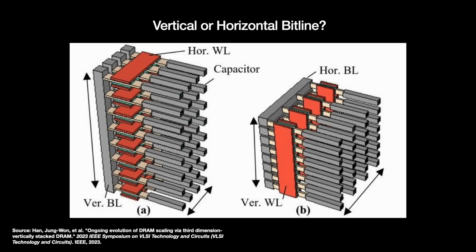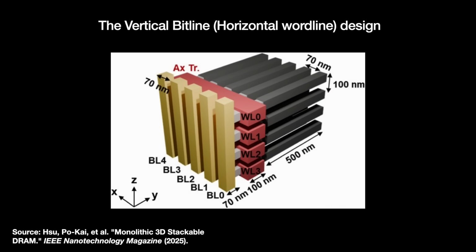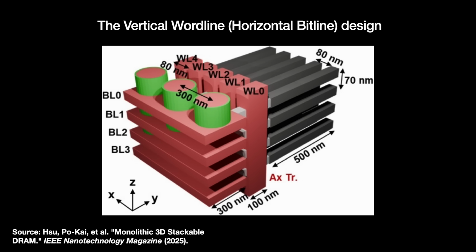First, you have a category with a vertical bit line. That vertical bit line runs through the many layers, leaving a horizontal word line that stays within each layer. Second, there is a vertical word line category with a horizontal bit line, so the inverse. Each category has its own trade-offs.